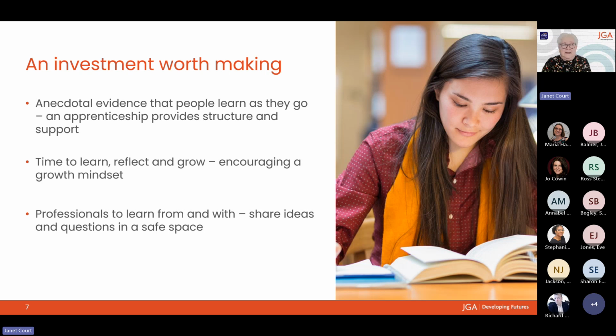Is it an investment worth making? Well, I would say yes, because there is evidence that people learn as they go, and an apprenticeship provides structure and support. On these courses, there's time to learn, reflect, and grow, and it encourages a growth mindset. As we say to some of my learners, release your inner 4-year-old.